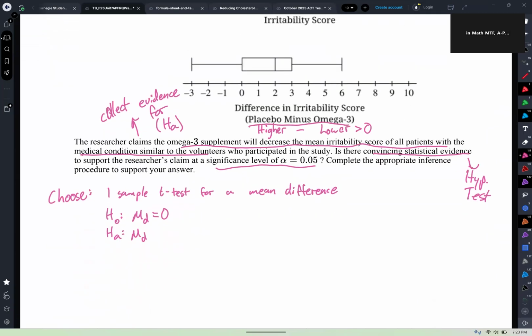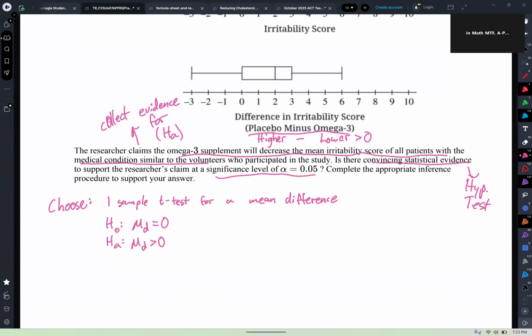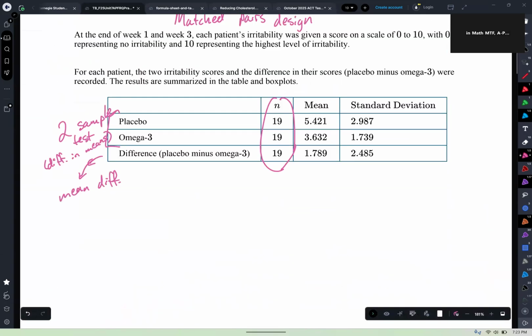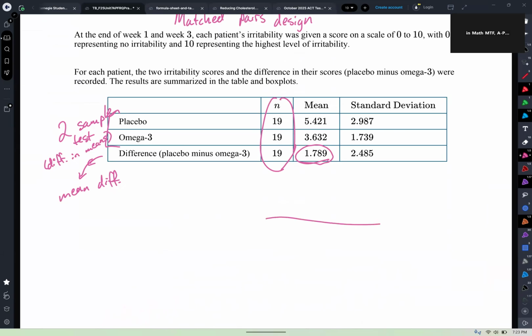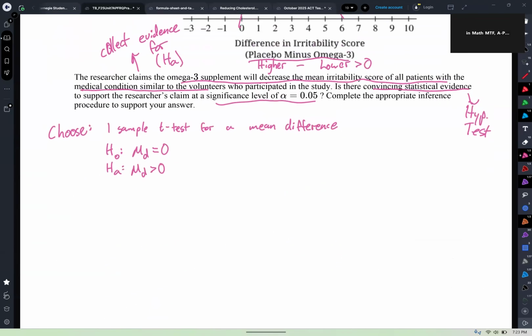So notice even me thinking through this, I had to think through, do I want the score to be higher or lower? And so I want omega-3 to have a lower irritability score, which the majority of this data does show. Another thing is the mean of the difference is 1.789. I just know off of how things work, if I'm looking at a 1.789, that's over here, we always want the tail. If I were to go to the left, less than, that wouldn't make a ton of sense. So those are things to think about to kind of game the system a little bit.